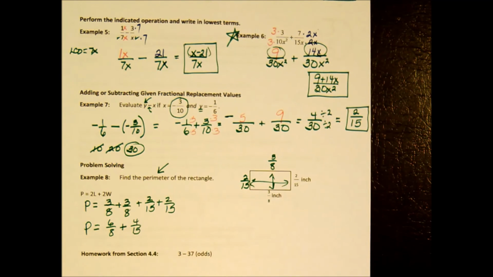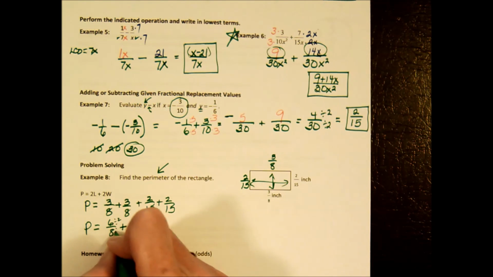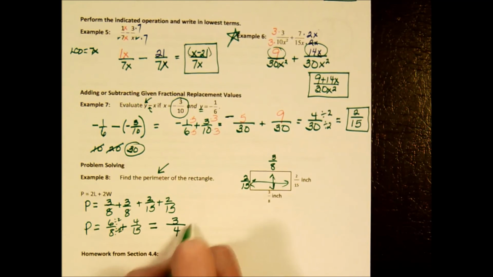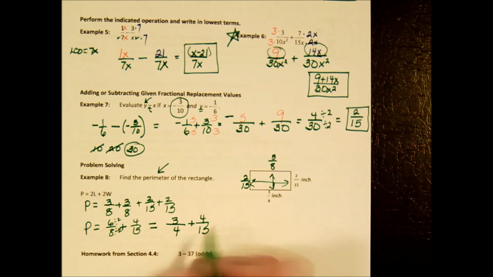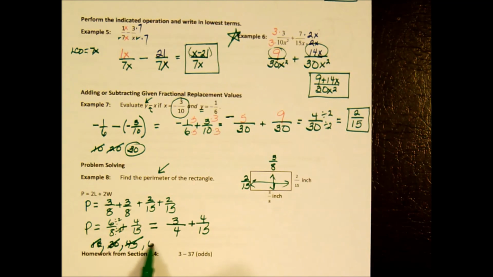I'm going to give you a little tip. I need an LCD for 15 and 8, but I noticed that 6/8 can be simplified by dividing by 2. And if you do that first, it's going to make it easier to find the LCD, because now rather than looking for 8 and 15 common denominator, I'm looking for 4 and 15. So we're going to skip count by 15. 4 won't go in. 30, 4 won't go in. 45, 4 won't go in. 60, there we have it.